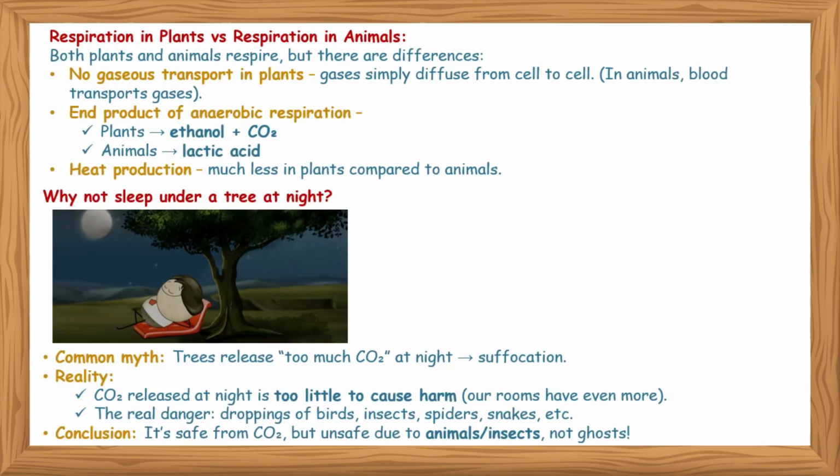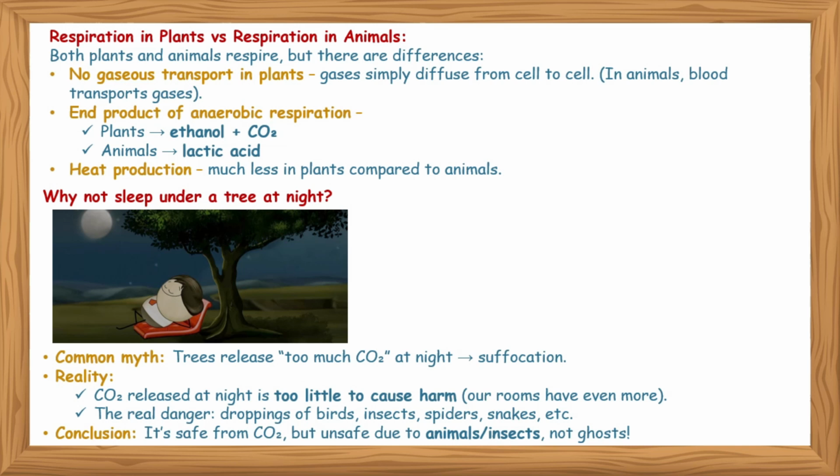Respiration in plants versus respiration in animals. Both plants and animals respire, but there are differences. There is no gaseous transport in plants; gases simply diffuse from cell to cell. In animals, blood transports gases. As for the end product of anaerobic respiration, plants produce ethanol and carbon dioxide, but animals produce lactic acid. Heat production is much less in plants compared to animals.